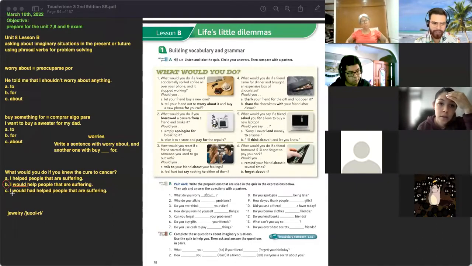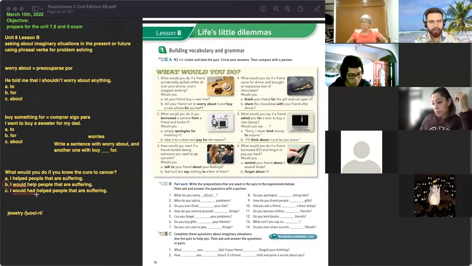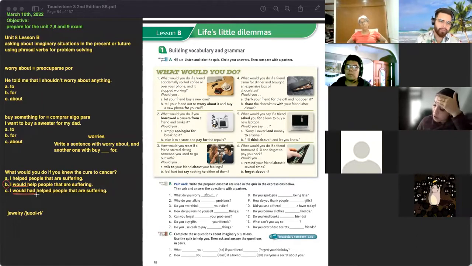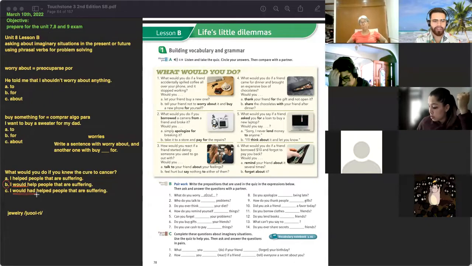And of course, letter C has would too, but then it has the verb in the past. Never, never, never put a verb in the past after would or after any modal for that matter. After modals, you always use a base verb. Usually there are a lot of exceptions in English, but I don't think there's an exception for that rule. Never use a verb in the past after a modal.